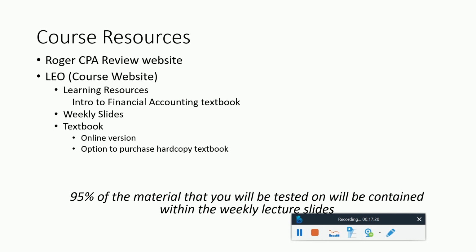However, I would like to point out that 95% of the material that you will be tested on will be contained within these weekly lecture slides. So what I've really done is taken the information that's presented in a financial accounting textbook, and bullet pointed the major components, the pieces that are really important. I've added some examples, and then I've also coupled that with showing you how that translates into the real world with articles and excerpts from a variety of different companies, 10Ks or 10Qs.